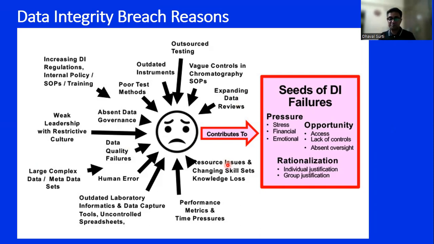Then there is a performance matrix, so you must not fail. So this leads to stress. It creates the opportunity for data integrity issues, and people start rationalizing why they did wrong because of some reason. So these are the reasons because of which data integrity issues can come.